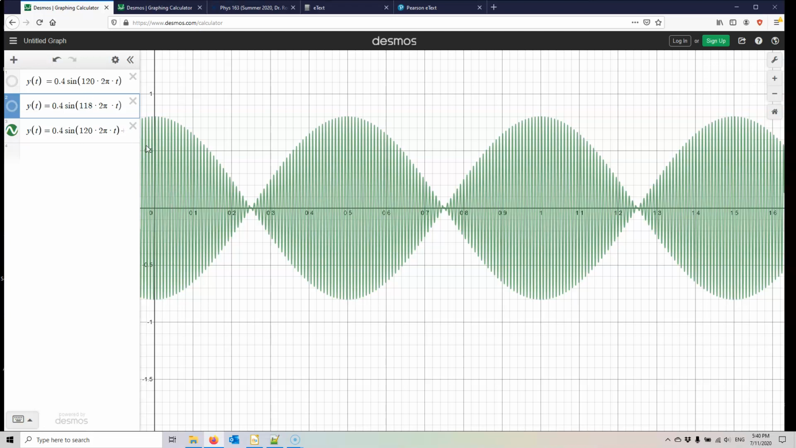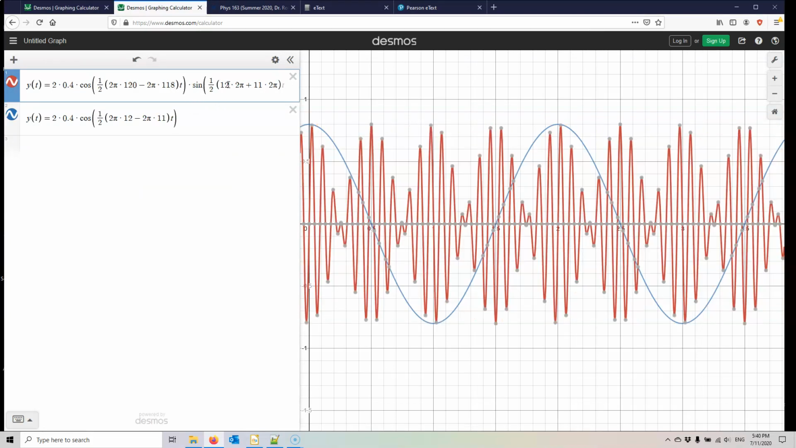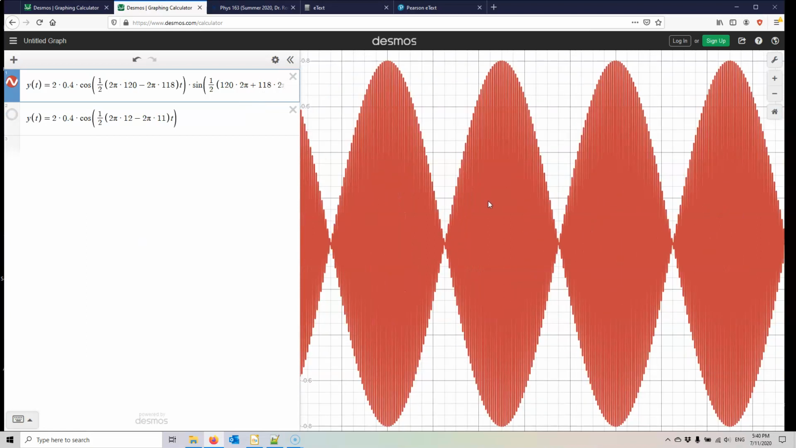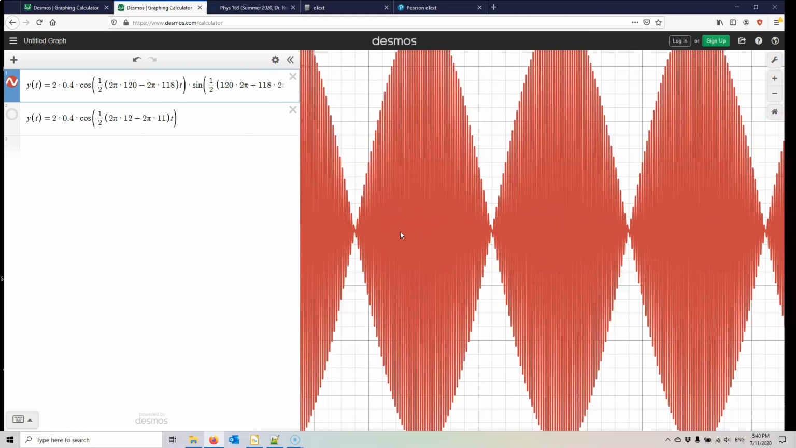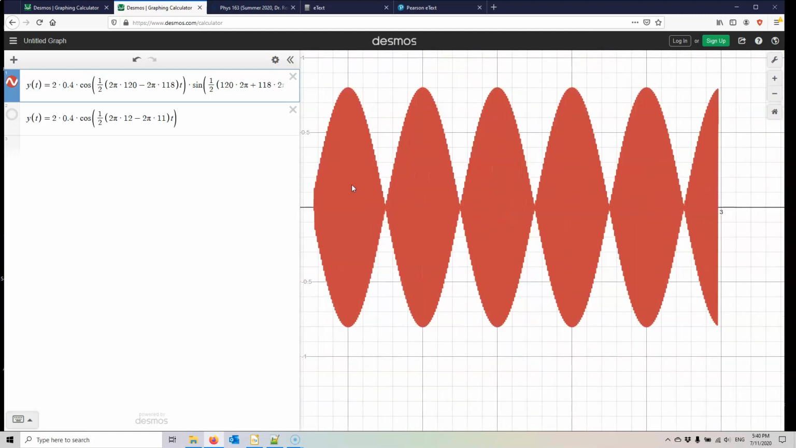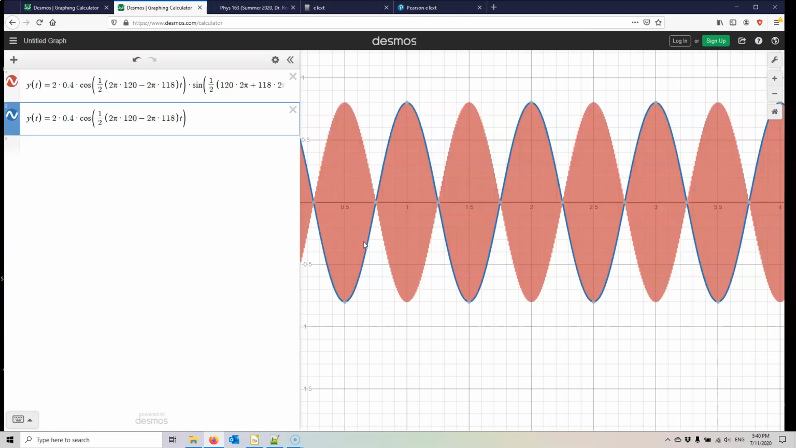Let's check. So there's 1. Now we're at 0.5, and then 2. Okay, now we're at 1. Indeed, that works out. I can check it here too. So make this 120, 118. I get this. Of course, when I zoom in, I can see the individual oscillations, but from afar I can just see it's loud, quiet, loud, quiet, and the tone I hear, the actual frequency I hear, is these fast oscillations. And again, the envelope function, if I give it the right values, looks like this.